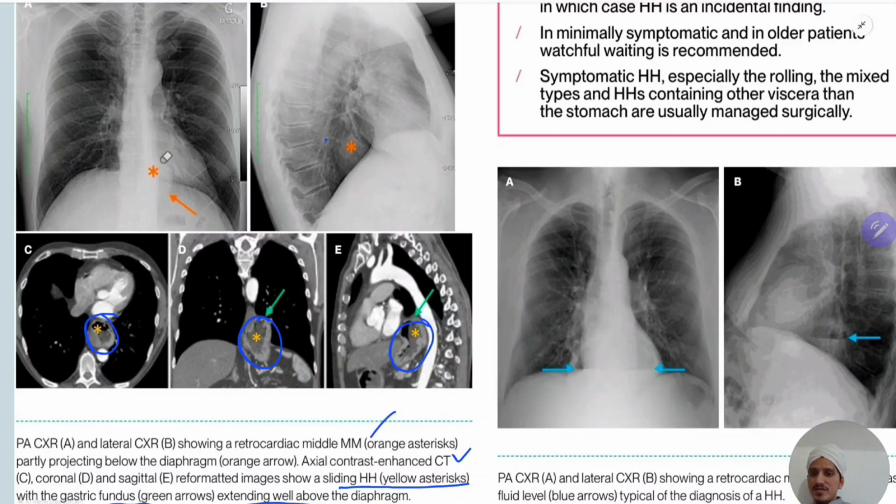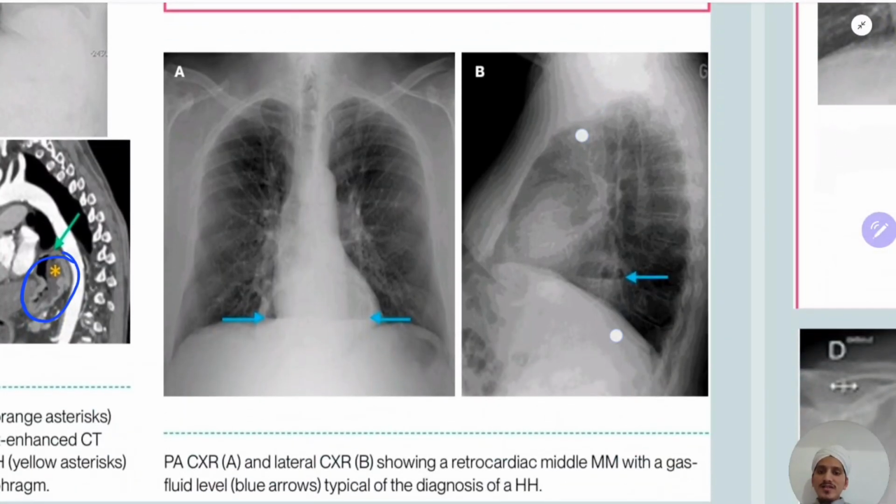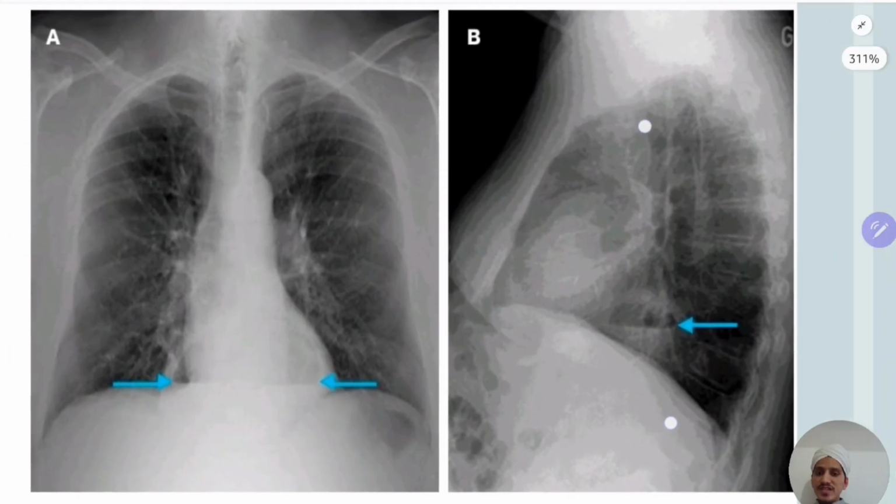Whenever you see a circle-like thing in the lower side of the middle of the chest, it is mostly hiatus hernia. Patients with hiatus hernia can be entirely asymptomatic, in which case hiatus hernia is an incidental finding. In minimally symptomatic and in older patients, watchful waiting is recommended. Symptomatic hiatus hernia, especially the rolling and mixed types, and the hiatus hernia containing the viscera, the stomach, are usually managed surgically. Now we will see this X-ray.